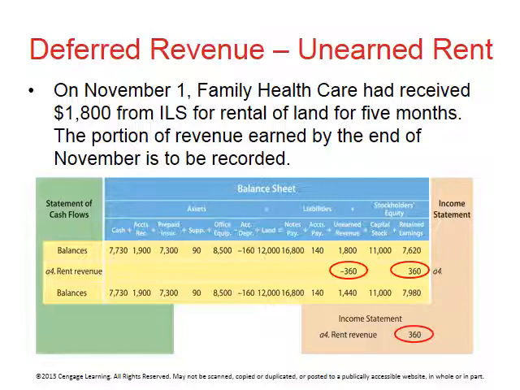So we're going to reduce unearned revenue by $360 because 1/5 of that revenue was earned, so that only leaves 4/5 of it unearned, which is $1,440. The other side of our entry, we're going to recognize revenue on our income statement for $360. And then we know that revenue increases retained earnings on our balance sheet.